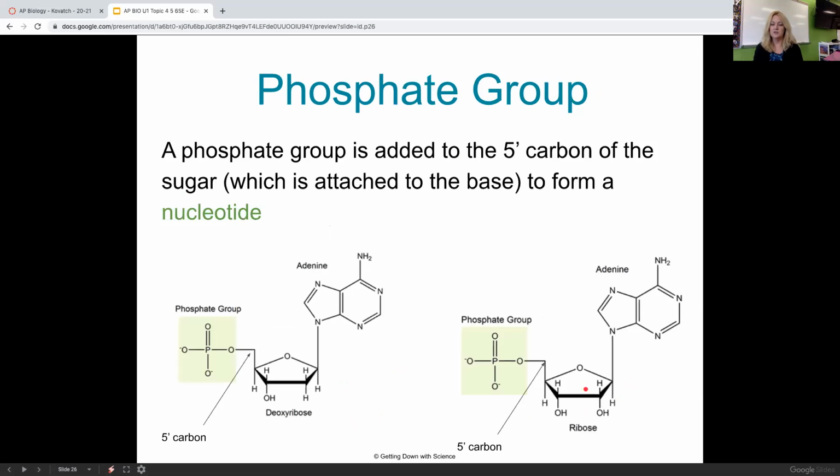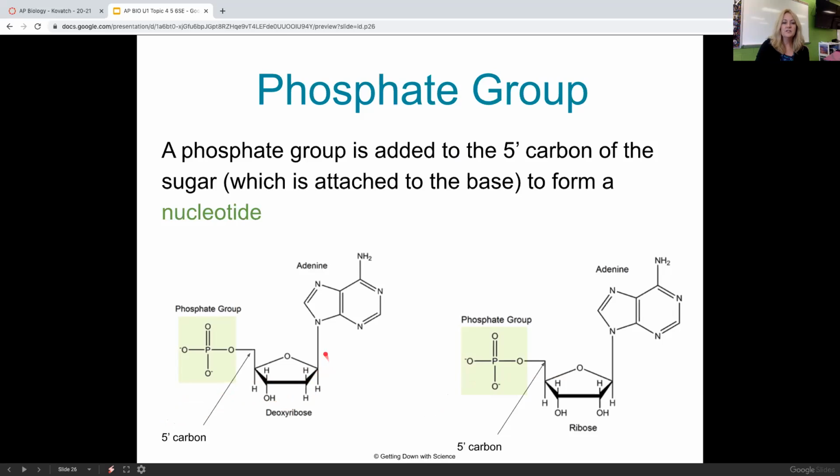So the nitrogenous base we talked about, the sugar, and then there's a phosphate group. A phosphate group is added to the 5' carbon of the sugar, which is attached to the base to form a nucleotide. Take a look at this and what does this mean, 5' end?